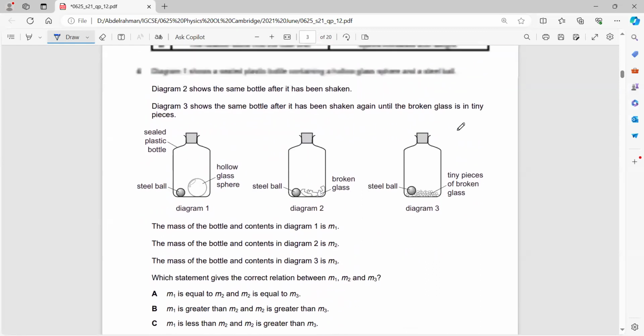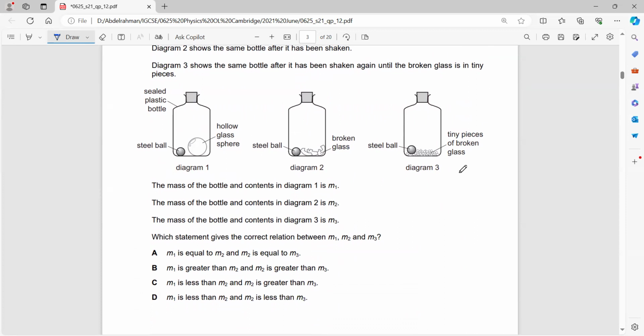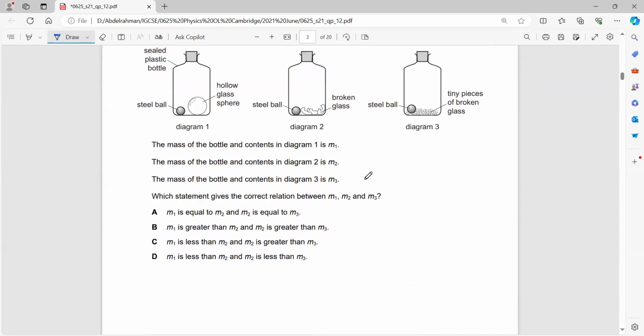Okay, diagram 1, a plastic bottle, we have a hollow glass sphere, and then diagram 2, the broken glass, and then diagram 3, tiny pieces of this broken glass. He keeps on shaking the bottle, and each time the glass sphere keeps on breaking even more. The mass of bottle 1 is M1, M2, and M3. Can we compare the masses of diagram 1, diagram 2, and diagram 3? Would they be different or the same? Or would, for example, diagram 1 be greater than diagram 2?